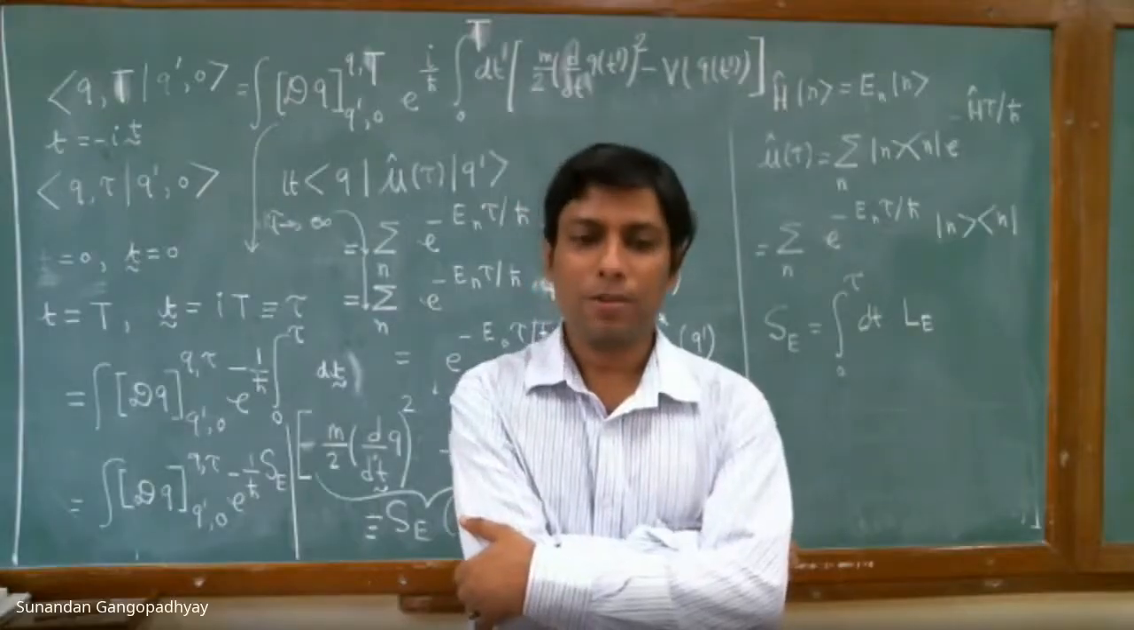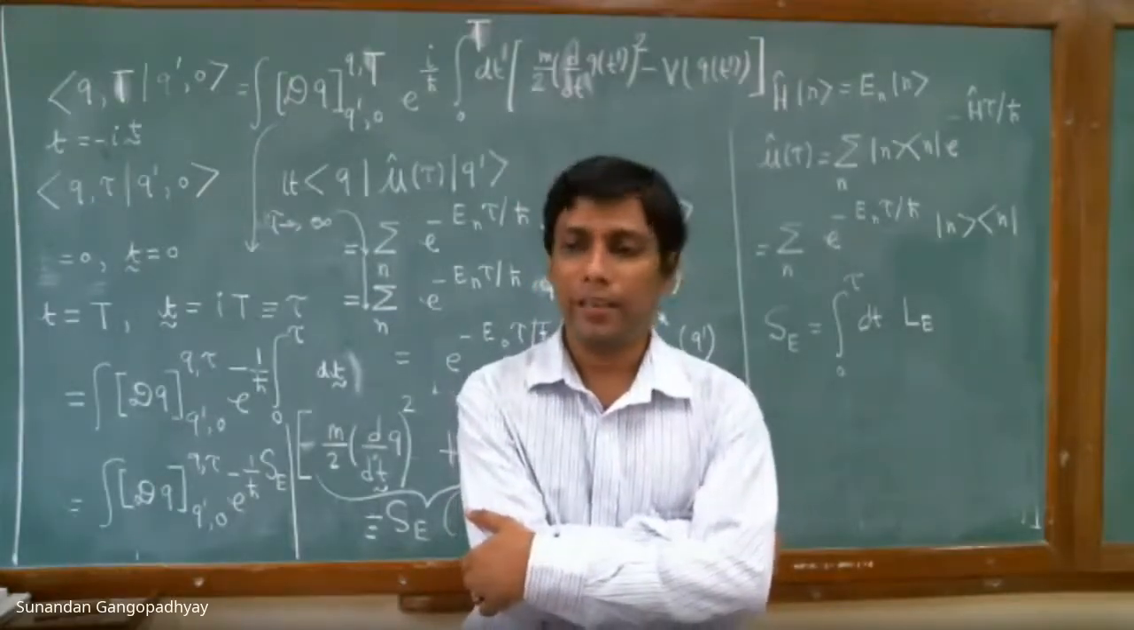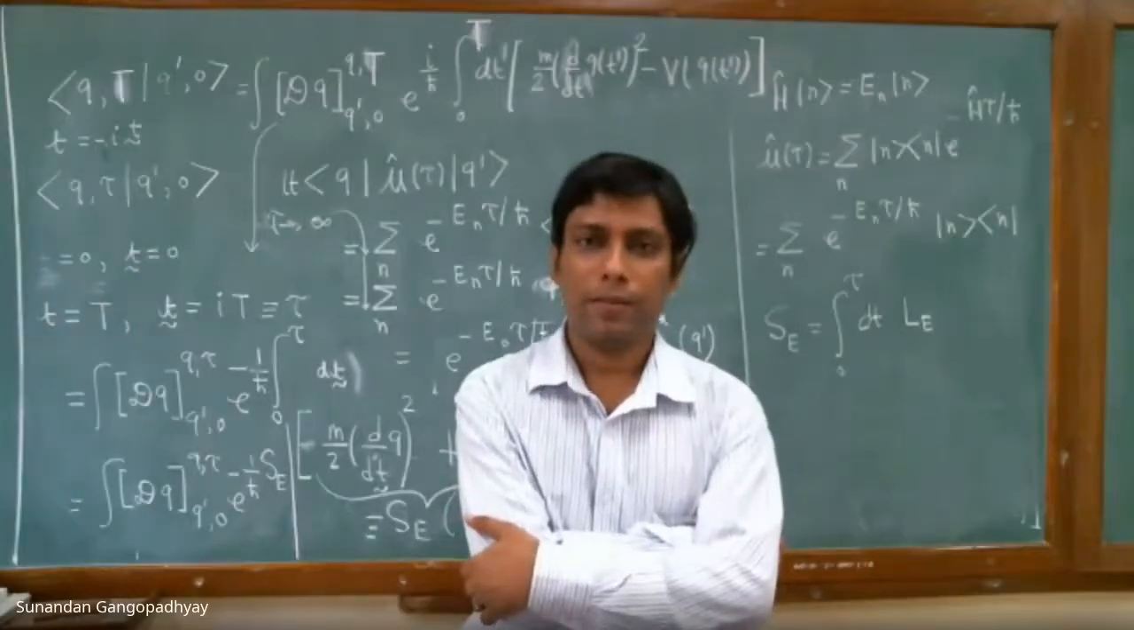Sir, in the last line, when you are writing e to the power minus E0 tau, you are applying the same logic as before, right? That E0 is the lowest energy level. Absolutely. The same logic that we had used earlier. Yes, this is the same logic.